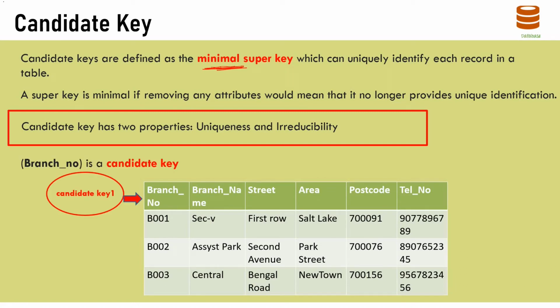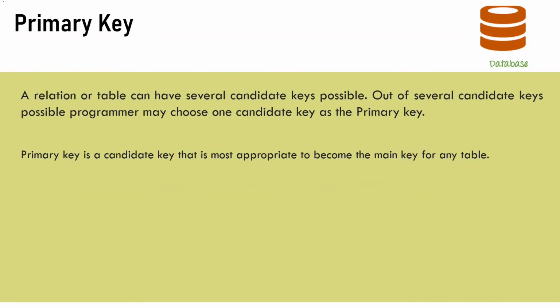Similarly, for the same reason, the telephone number can also uniquely identify a row from this particular table structure, as you can see. Because if I tell you the telephone number, you will give me only one branch number, one branch name, one street, one area. So I can say telephone number, for the same reason, is also a candidate key. That means in the branch table, we will have 2 candidate keys possible, candidate key 1 and candidate key 2. Understood? Now we will study primary key.